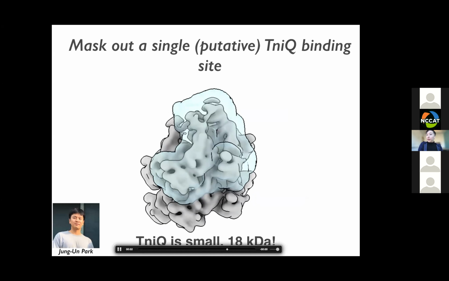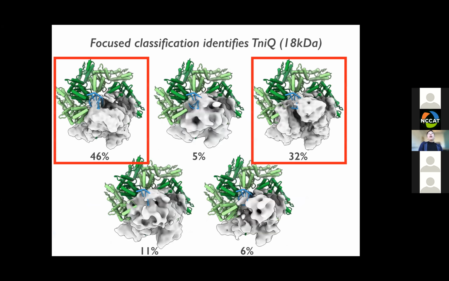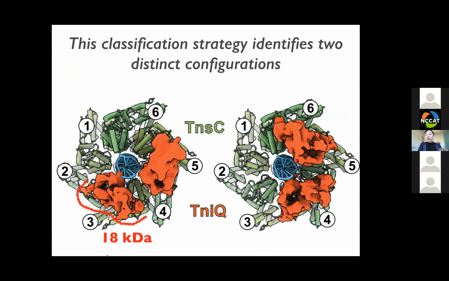And when we do focus classification based on that, we identify one TNIQ binding here and another TNIQ that is essentially a cleft here between two TNIQ binding spots here. So what that means is that we're able to separate out the different TNIQ binding sites on the polymerizing face of this TnsC filament. And from that classification strategy, Jung-An then identified two different populations in which TNIQ is occupying the face of this TnsC filament. So this starts to fill in the model that we have so far.